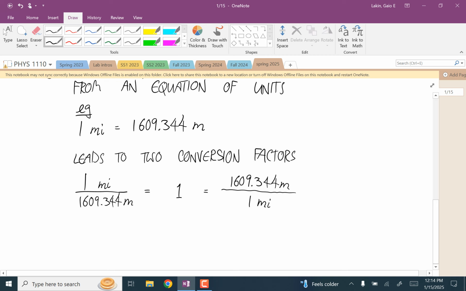Is anyone here running track this spring? Yeah, so here's what you should do. 1609.344 meters is a mile. So if you run a 1600 meter, you should just keep sprinting for like 9.3 more meters. And then afterwards, tell your coach you were running the mile that day. It'll be really awesome. I don't know why they run 1600 meters in high school. It's very weird.